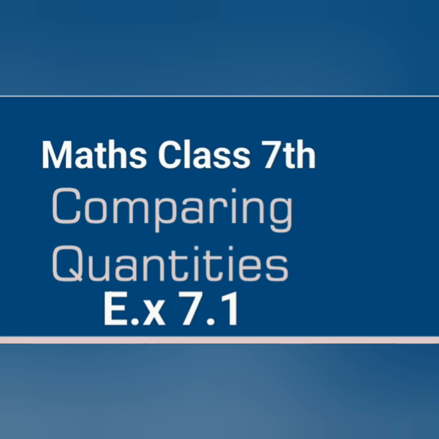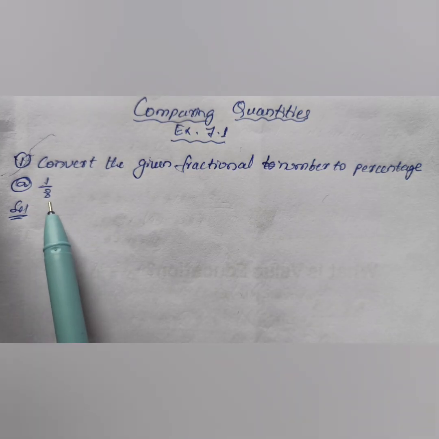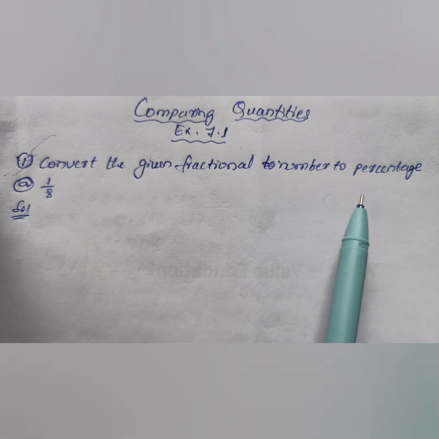Today in this session we will be dealing with class 7th maths, comparing quantities. Exercise 7.1 we will solve. Convert the given fractional number to percentage. So they have given a number here, 1 by 8. This number is to be converted to percentage.